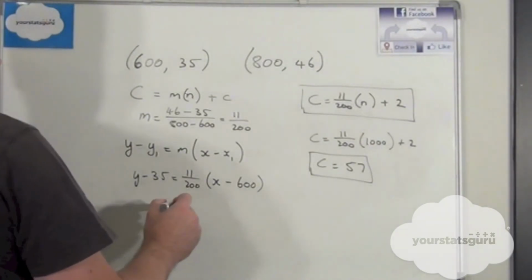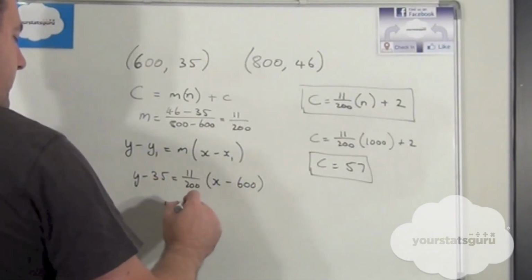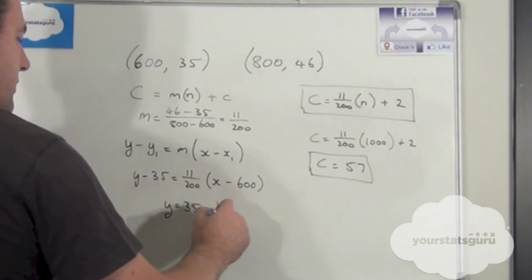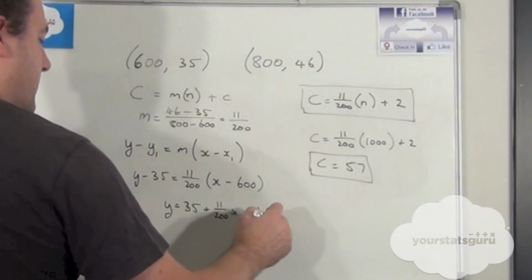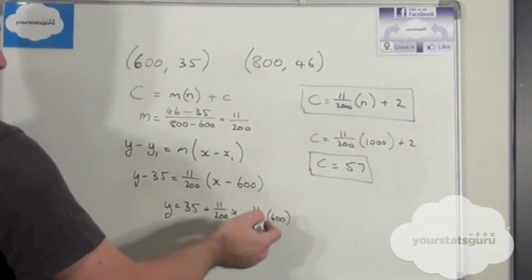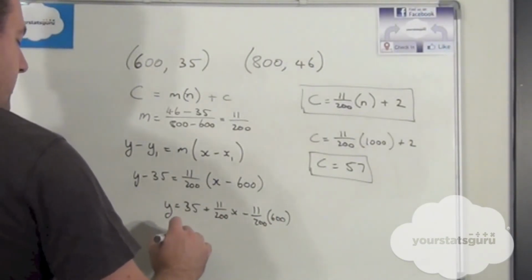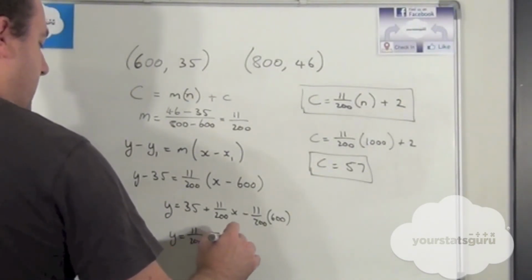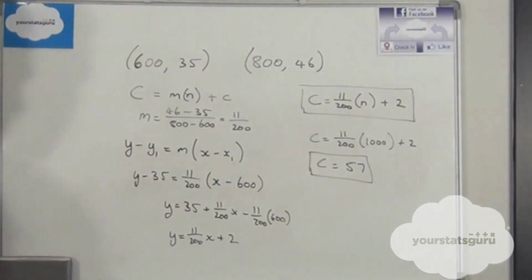So what I'd end up with is y on this side, I'd bring the plus 35 to this side, 11 over 200x and minus 11 over 200 times 600. That clearly will cancel down to 11 times 3, which is 33, and I'll be left with y is equal to 11 over 200 times x plus 2, because 35 minus 33 is 2. So as you can see, you end up with the same result.